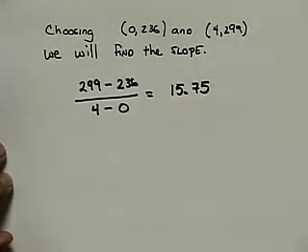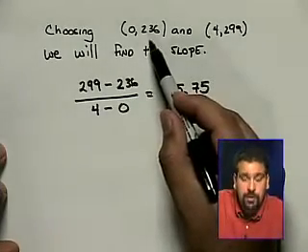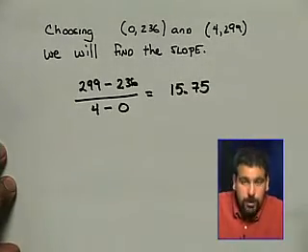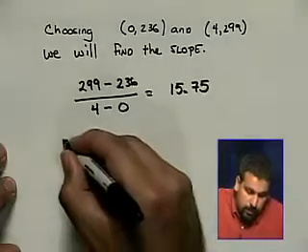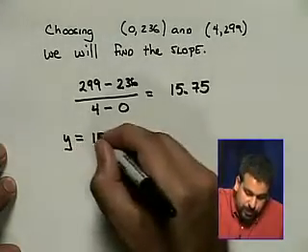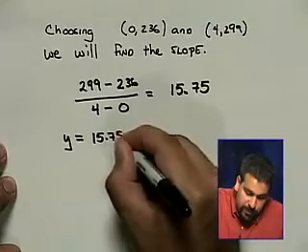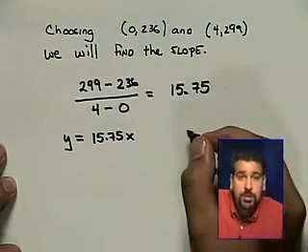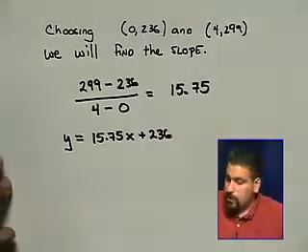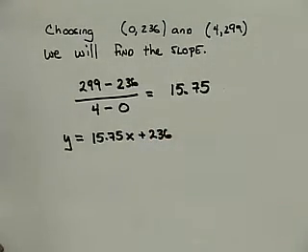So now we anticipate that the slope of our line will be 15.75. We were also given the point (0, 236) as one of our data points, so we'll use that as the y-intercept. Making use of the slope-intercept form of a line, the equation of the line that would model this data would be y equals the slope, 15.75, times x, plus the y-intercept, 236. So that's the equation of the line that we think would do a good job modeling this data.